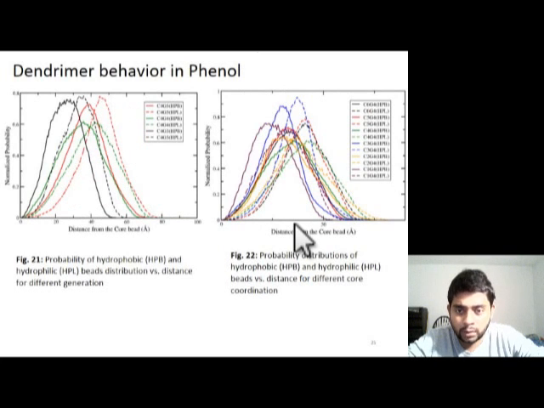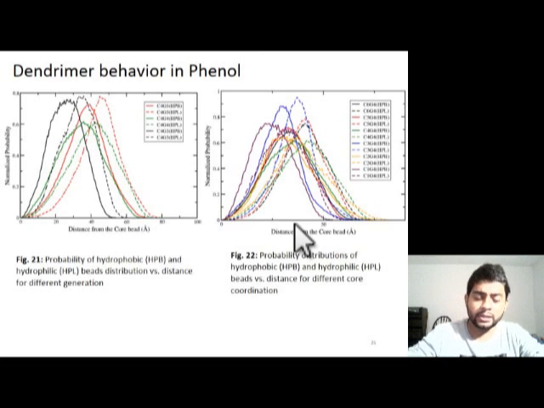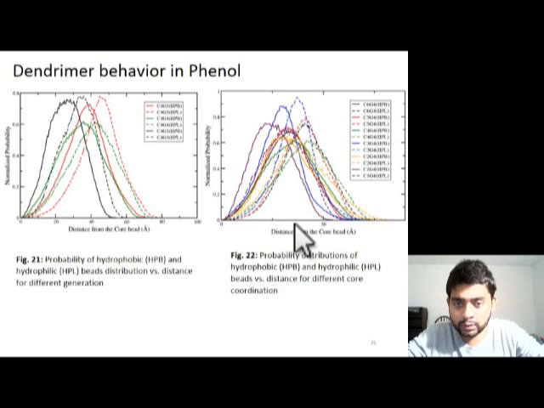We also plot this in the phenol system, normalized probability versus distance from core. We can observe the same pattern as in water. Hydrophilic beads are more distant from the core, and hydrophobic beads stay close to the core.